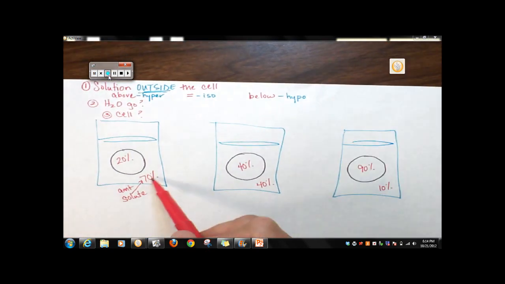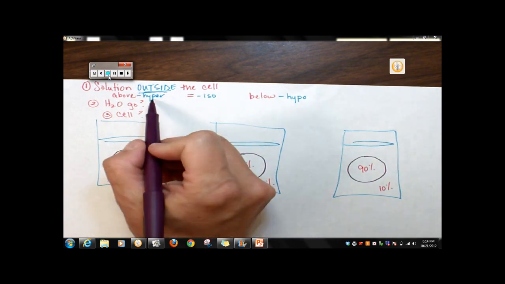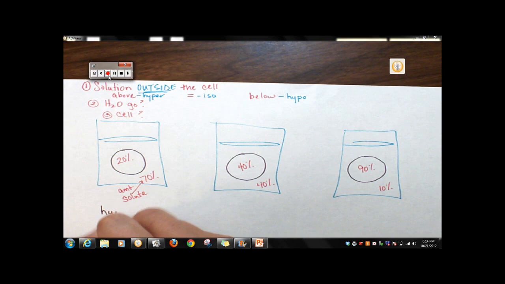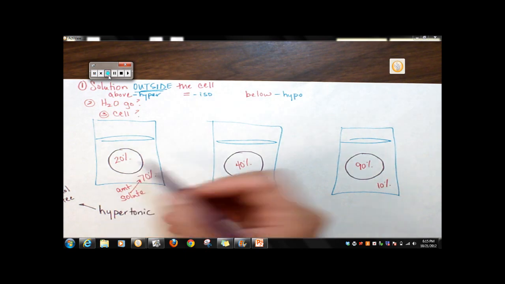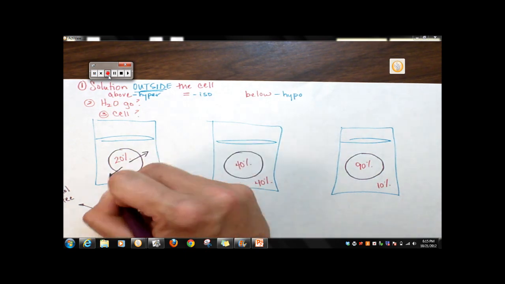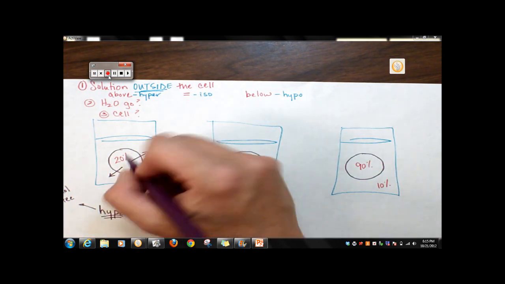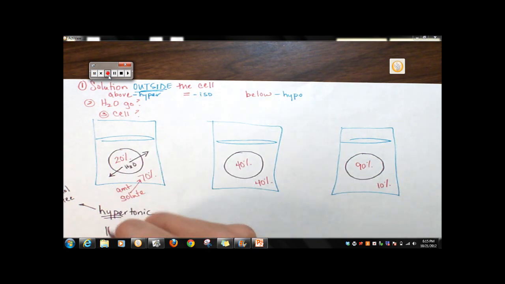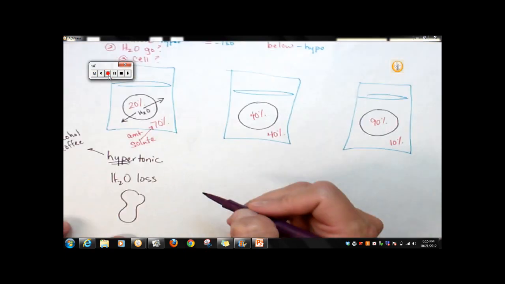All right, is the solution outside above, below, or equal? It's above concentration. So we're going to call it what? A hypertonic solution. And like in hypertonic solutions like coffee, alcohol, the ocean, your cells will actually do what? They will lose water. Remember in Miss Schindler's class, hyper people go out in the hall. Your cells will lose water. So water loss, and the cell itself will actually shrivel up.